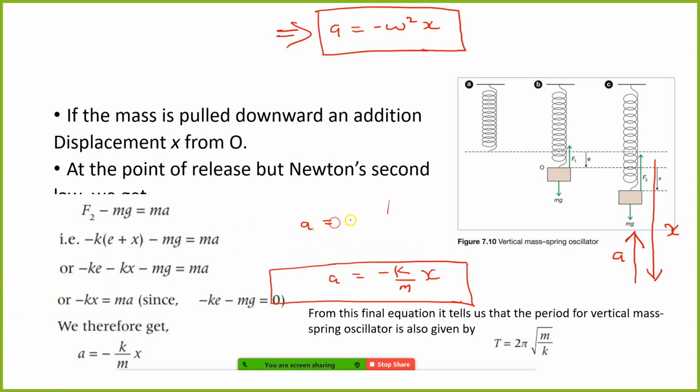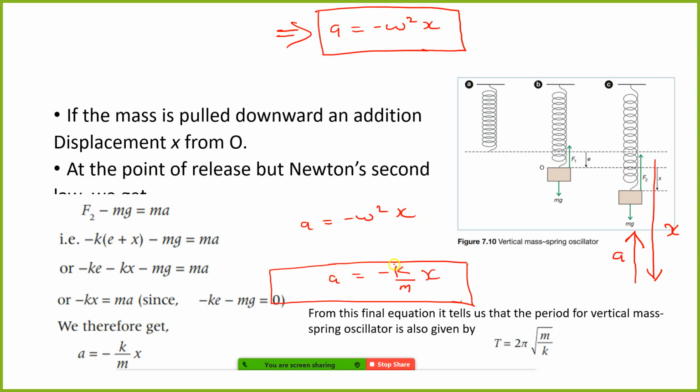So this equation that I'm writing here now is a general equation for simple harmonic motion. This is the reason why we can now say that whenever an object obeys Hooke's law, the object will undergo simple harmonic motion, and this equation will apply to it.